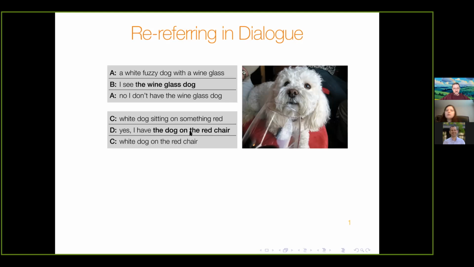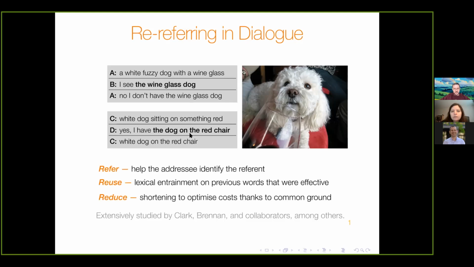So it's a whole different phrase that we see here. So we're looking at referring. We refer to this image, and then we reuse what we used to refer to this image. And there is this phenomenon that people reduce things as they go along the dialogue. So instead of saying this longer phrase, maybe they will just say, oh, it's the fuzzy dog, and so on. So there are these things that we see in dialogue.